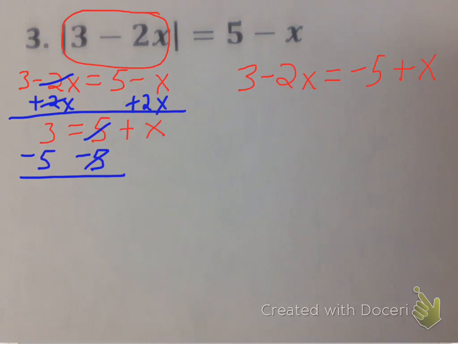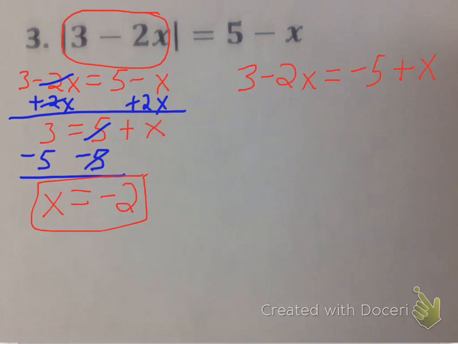3 and negative 5 is a negative 2. So all I have left is x equals, and then 3 minus 5 is the negative 2. And put it back over here, and that is my answer for the left side. Now I'm going to do the same process on the other side.